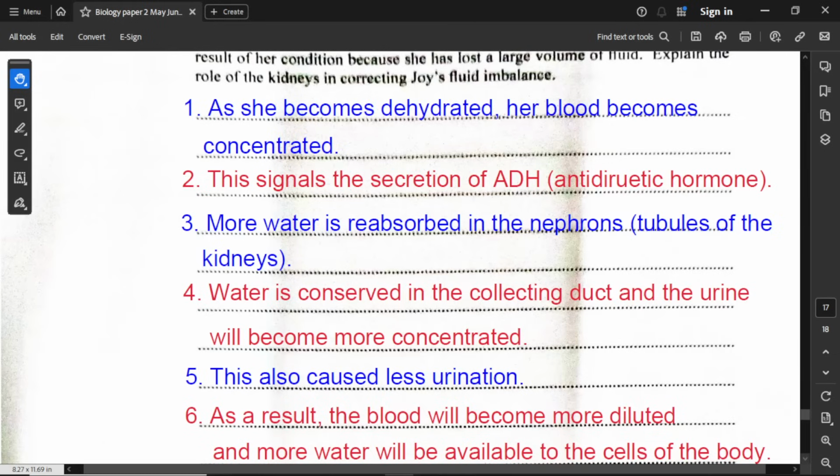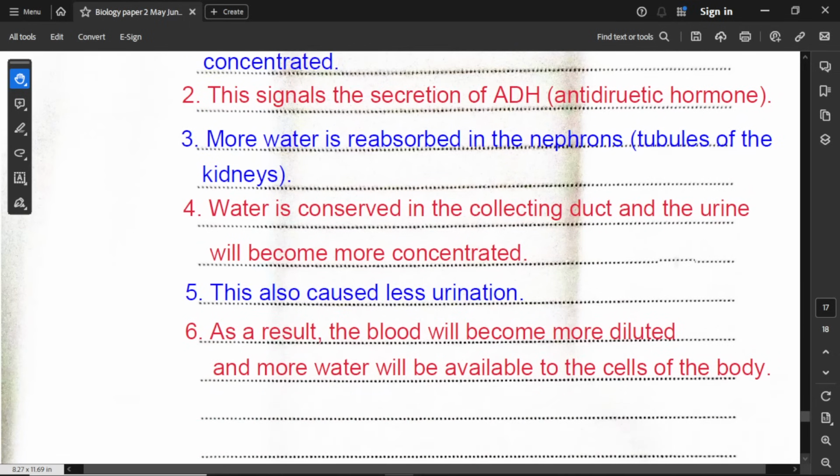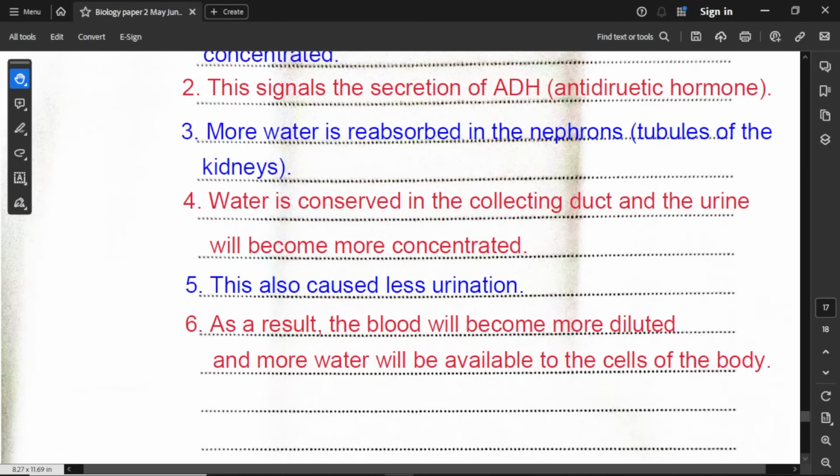Those parts are majorly responsible for reabsorption of water. All right. And then what will take place now is that since water is reabsorbed, water is conserved, which is point 4. What is conserved in the collecting duct, and the urine will become more concentrated because you're not going to urinate a lot now, you're going to urinate less. And so this also causes less urination, and as a result, the blood will become more diluted and more water will be available to the cells of the body. Because if the cells don't have enough water, then you're going to start to feel the effect of dehydration, and then you may lose your life. All right? So the cells have to be hydrated to work.